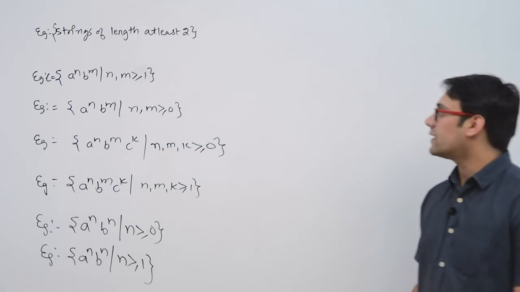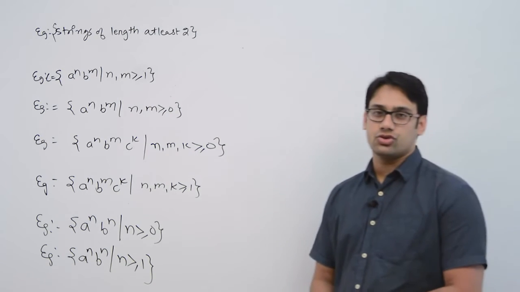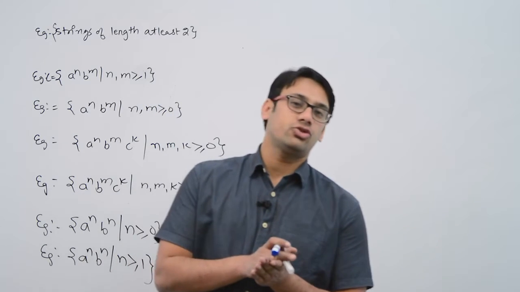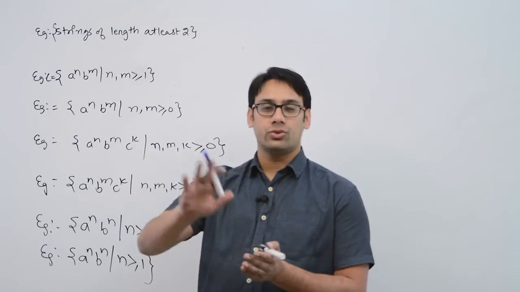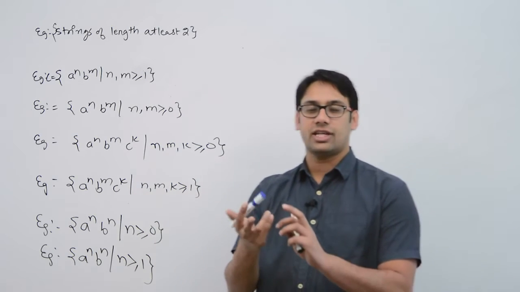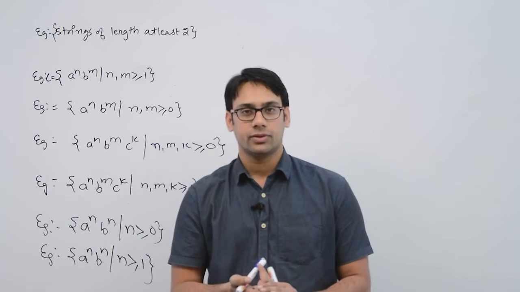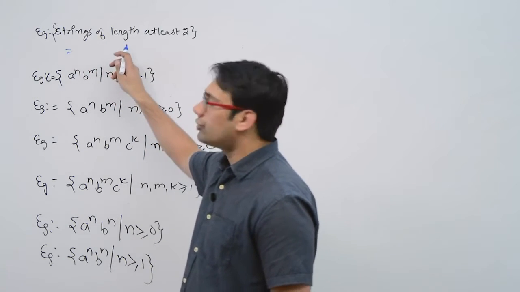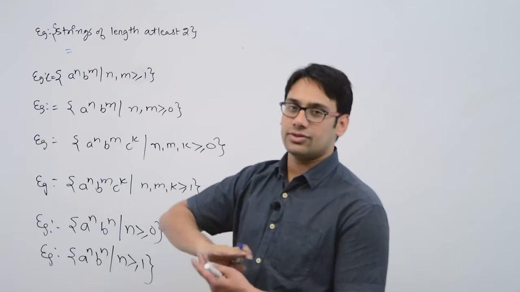So the first example is saying the strings of length at least 2. That means the length of the string should be at least 2, and we can have any string whose length is greater than 2. That means we can have a string of length 3, length 4, length 5, and so on. So we can have a string of length 2, and then any length after that.